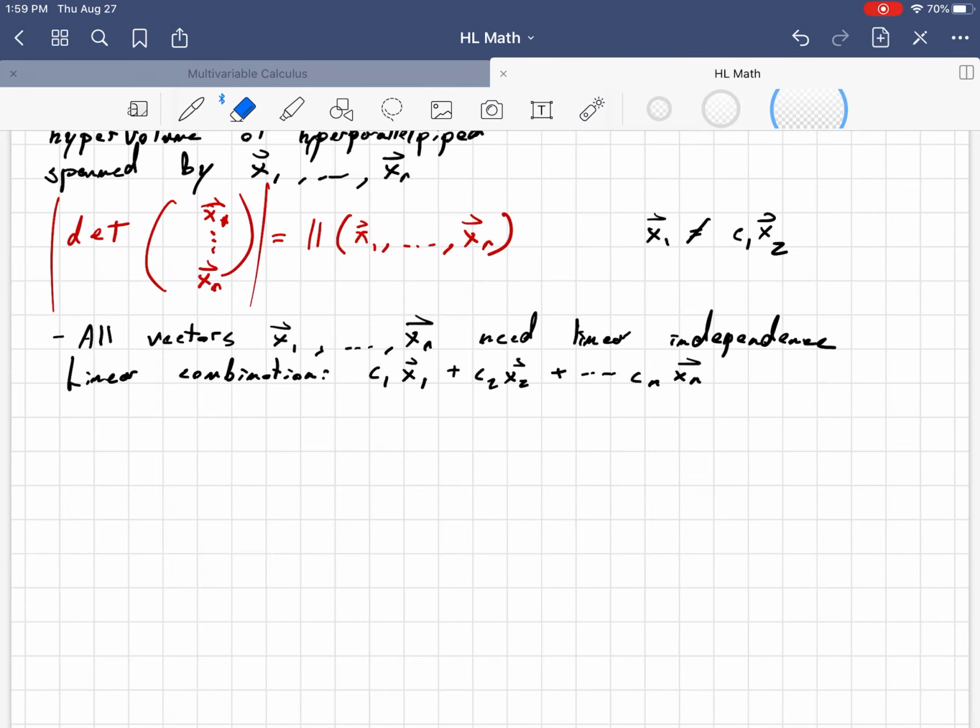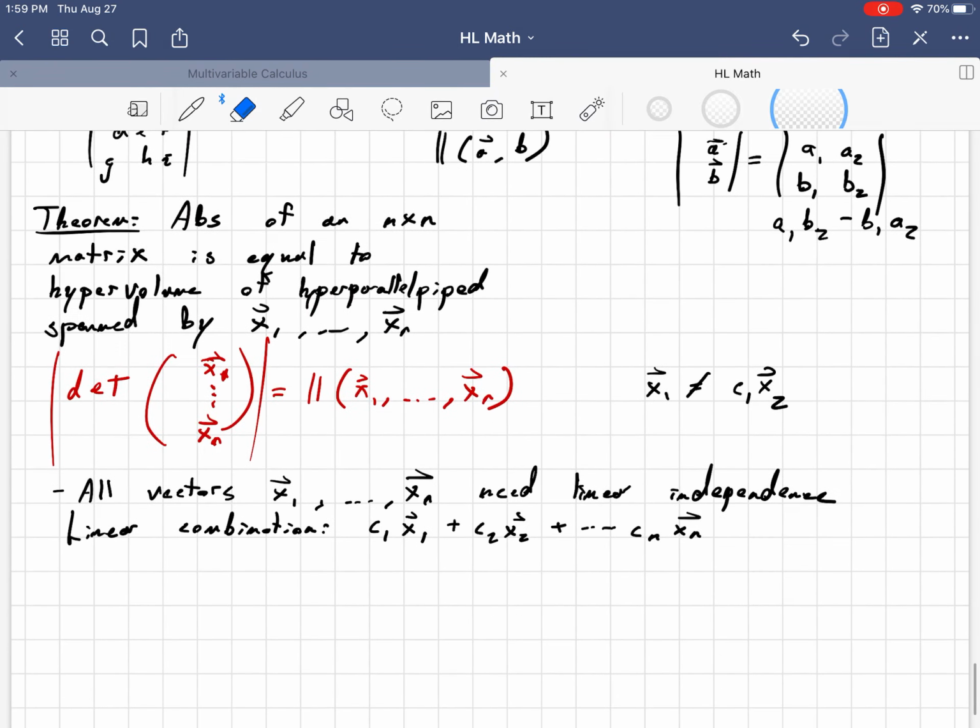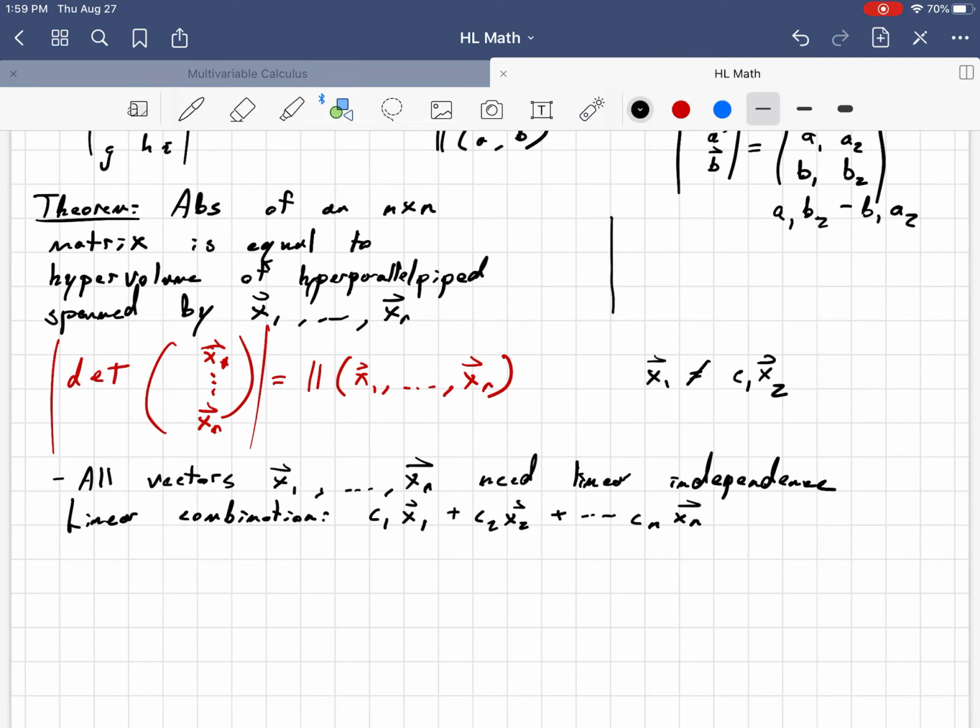Because if x sub 1 were a scalar multiple of x sub 2, imagine this in 2 dimensions, for example. Let's call this the vector x sub 1. Now, if these two are scalar multiples of one another, then what that means is that they're parallel, because you still are going in the same direction. It's just a different magnitude, right? Same direction, but different magnitude. So if these are parallel, then say maybe x sub 2 is like a longer vector, just a different magnitude, but in the same direction.